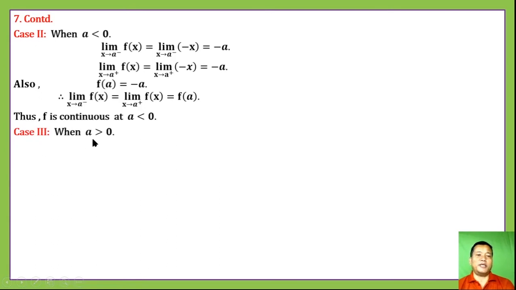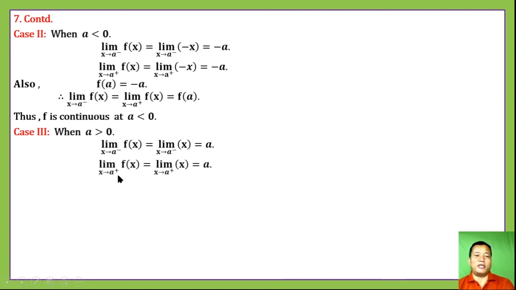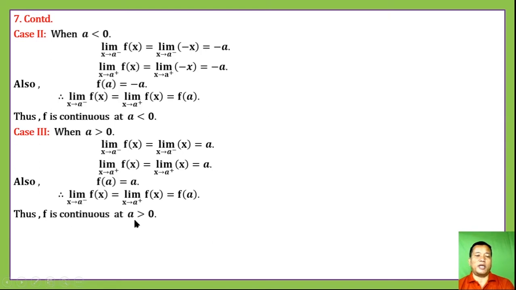Case 3. When a is greater than 0, that is a is a positive real number, we have to test continuity of the function at a. Left hand limit at a is also a. Right hand limit at a is also a. Function value at a is also a, where a is a positive real number. Therefore, left hand limit at a equal to right hand limit at a equal to f of a, the function value. These three are equal. This shows that f is continuous at a greater than 0. Thus, in all cases, the modulus function is continuous.